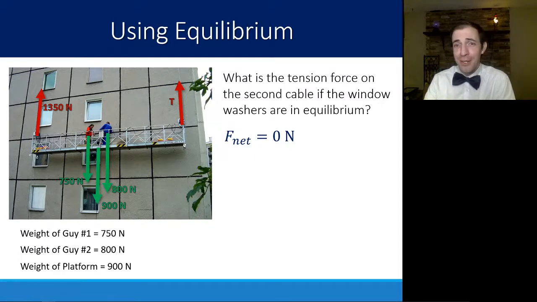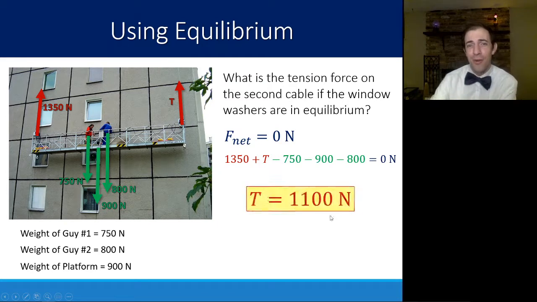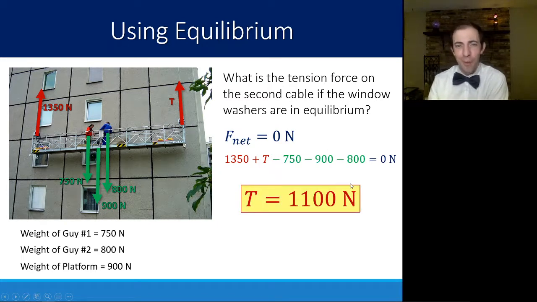There's several different ways that you can do this. One is just by looking at all the different forces and add them together. If we say that up is positive, these two forces added together minus these other forces should add up to 0 because the forces perfectly cancel each other out. Solving for your unknown, you should find that the total force of that cable, we'll call it T for tension, is 1,100 newtons of force.